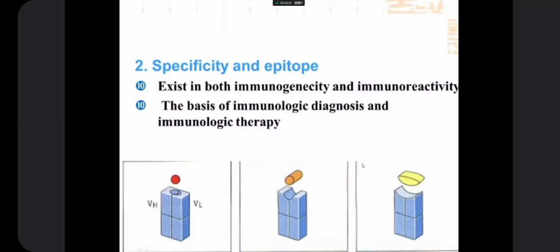Everybody look at the figure. The figure shows the combination of antigens with their corresponding antibodies. Only the antigen combines with its corresponding antibody. That is called specific. That is the basis of immunological diagnosis and immunological therapy.